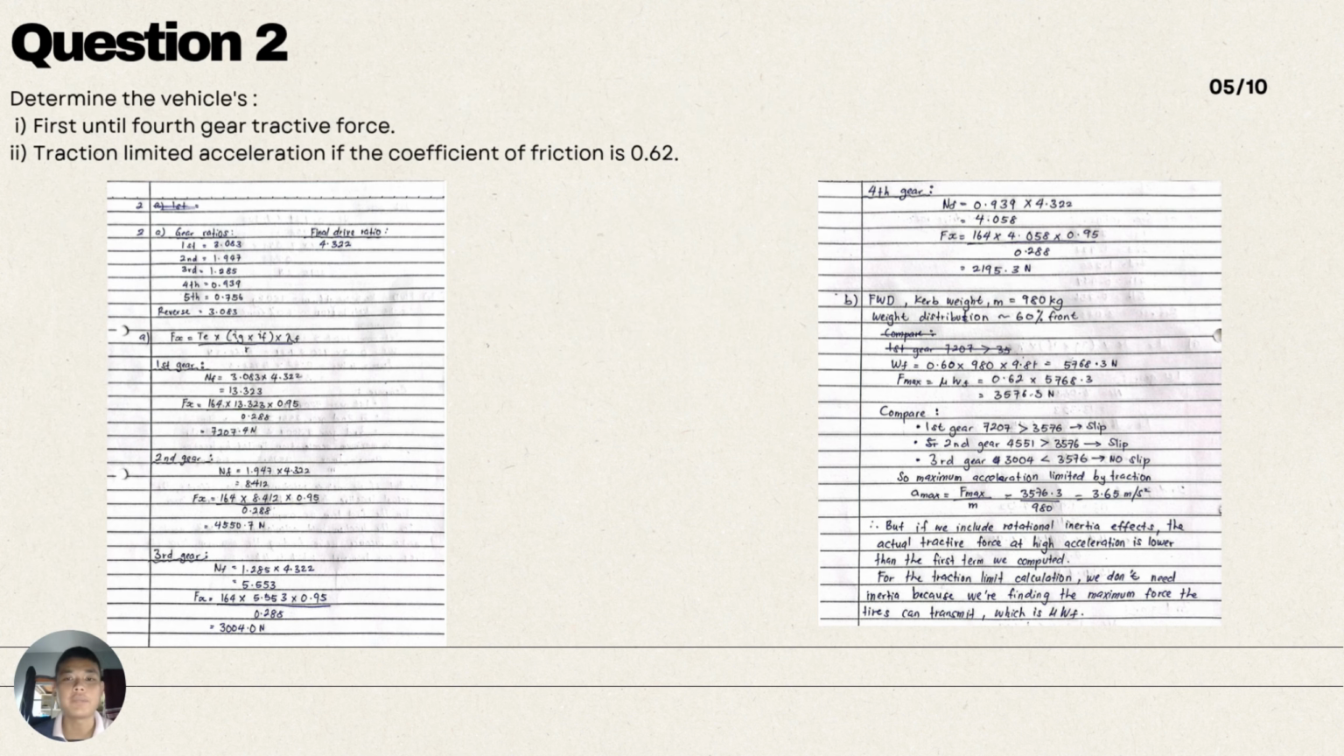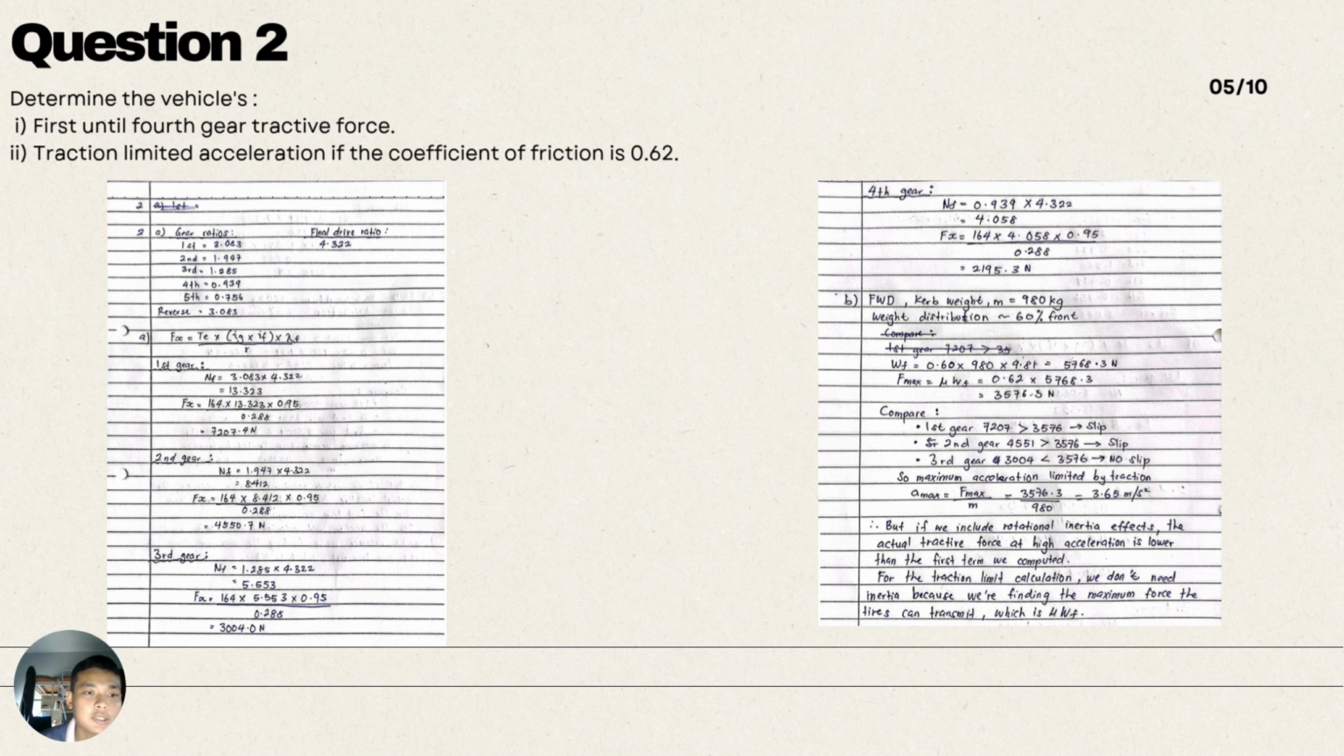So hi, my name is Darren Suguna Nelson. I'm going to explain question two. Question two is to determine the vehicle's first to fourth gear tractive force, and second, the traction limited acceleration, where the coefficient of friction is 0.62.